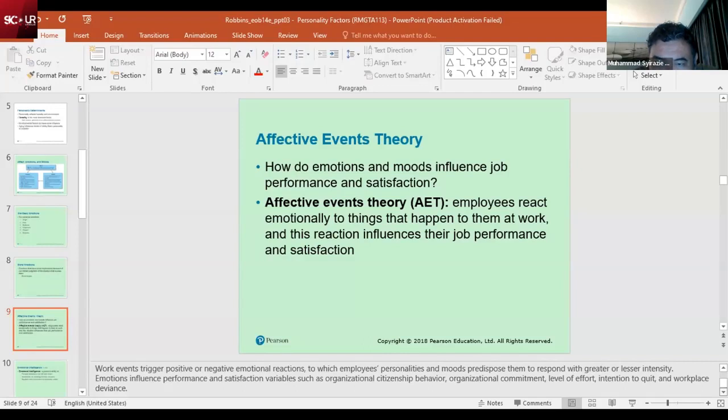So it means that whether the employee reacts with greater or lesser intensity depends on their personality. Emotion influences performance and satisfaction variables such as organizational citizenship behavior, organizational commitment, level of effort, intention to quit, and workplace deviance. Okay, these are what we call consequences of emotion.